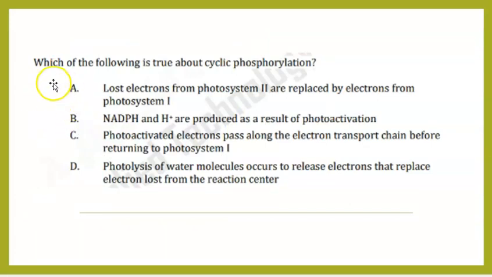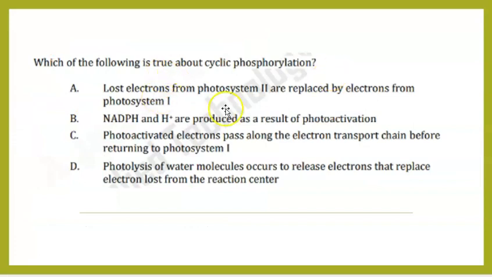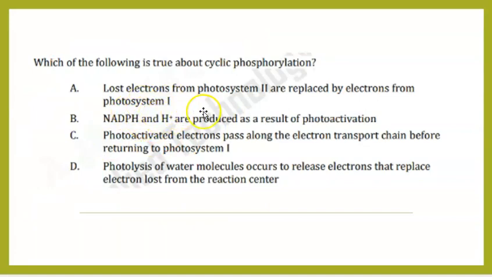This question says, which of the following is true about cyclic phosphorylation? First of all, let's see. Lost electrons from photosystem 2 are replaced by electrons from photosystem 1. We just said that in the cyclic one, only photosystem 1 is involved. So there is no way that you will have photosystem 2 here. So this option is wrong. Look at the next option. NADPH and H plus are produced. In cyclic, we do not make NADPH. It is not synthesized. So option B is also wrong.